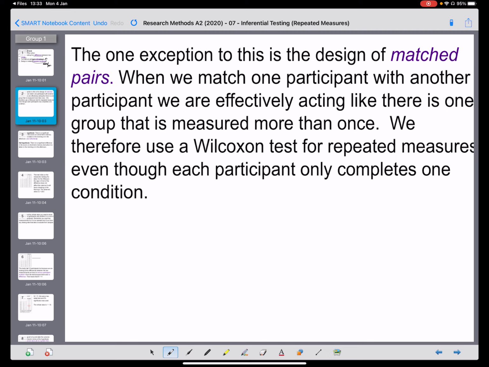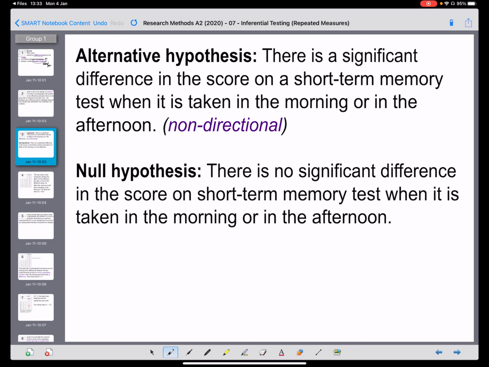Okay, and this is just reinforcing the idea that matched pairs can be used, and that's effectively because each person that is matched is considered to be like one participant, so like they're repeating the test across that. And so here we have a hypothesis looking at a significant difference in the scores in a short-term memory test when it's taken in the morning or in the afternoon. So therefore, what we have is quite clearly, it's not saying that the morning is better or the afternoon is better, so therefore it's non-directional.